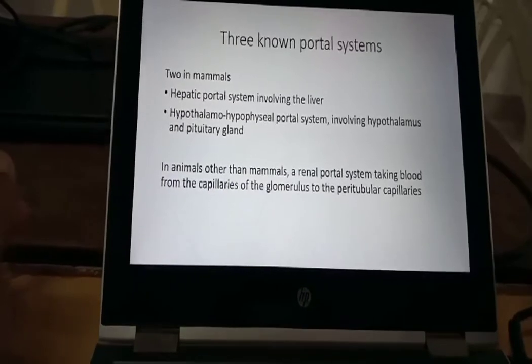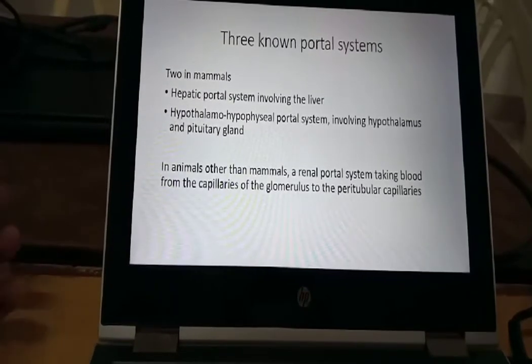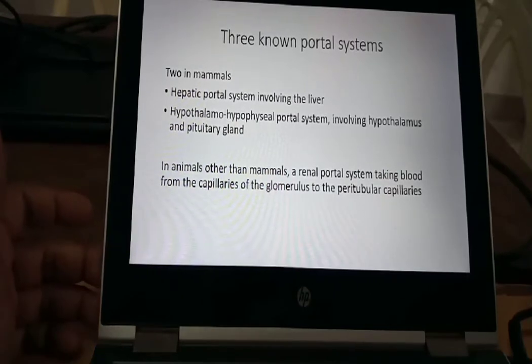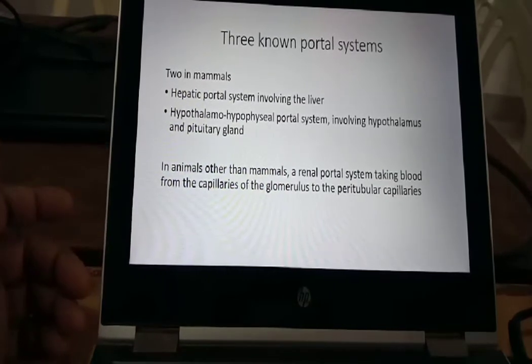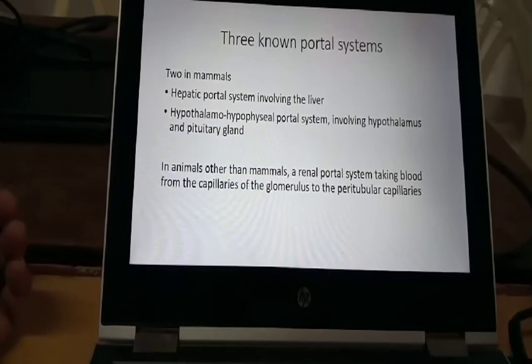In amphibians like the frog, you will have the renal portal system, where the blood is taken from the capillaries of the glomerulus to the peritubular capillaries. Okay, capillaries to capillaries.